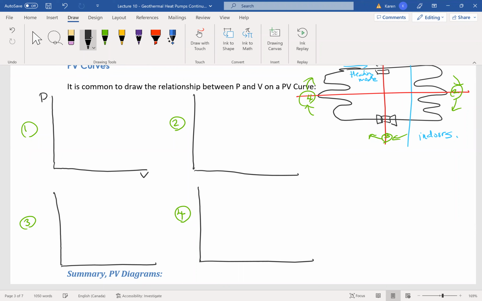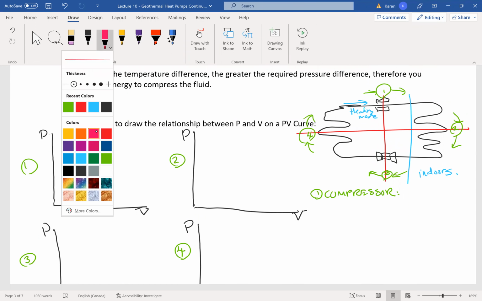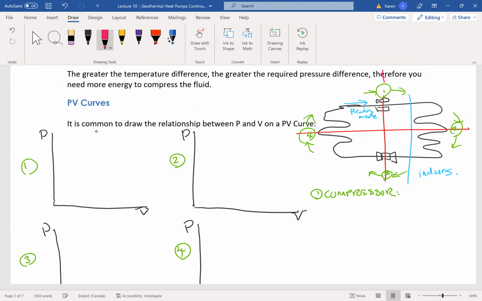So we're going to look at the relationship between pressure and volume at all of the different parts across these devices. So device 1 is our compressor. What happens across the compressor? The volume is increased, right? So across that compressor, I have a situation where I'm getting high pressure here.